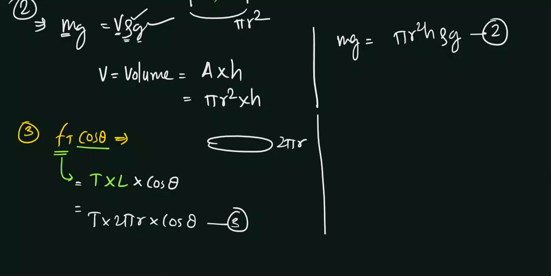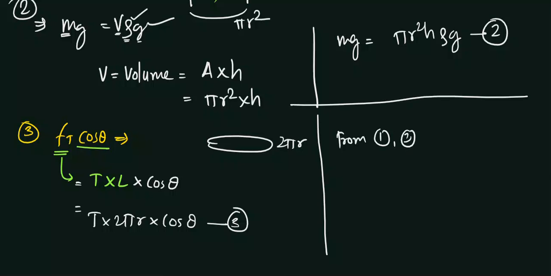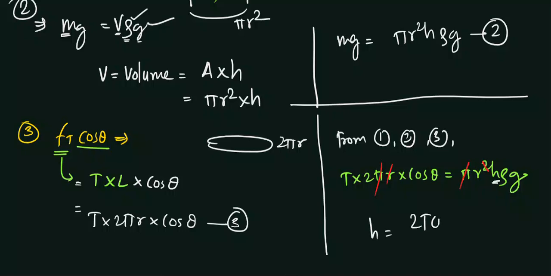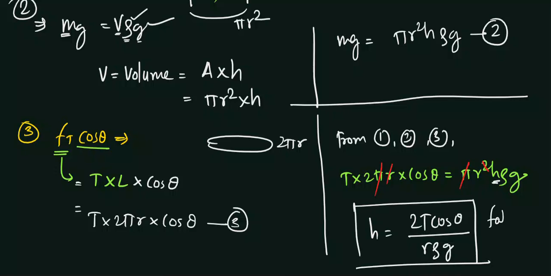If you equate from 1, 2, 3, if you check it out, what will happen? This T into 2 pi r into cos theta will be equal to this mg, that is pi r square h rho g. So this pi gets cancelled out, this r gets cancelled out. If you want to find out this h here, this h will become 2T cos theta divided by r rho g. We are getting the same expression for either fall or rise.